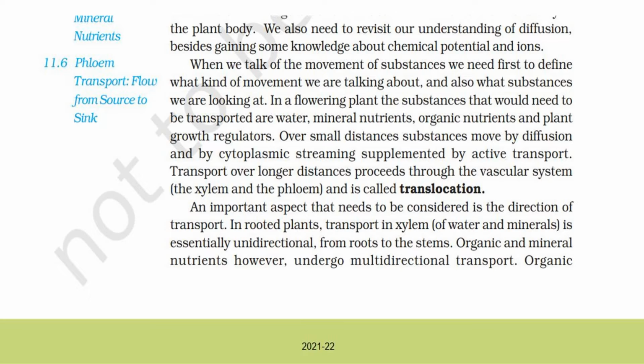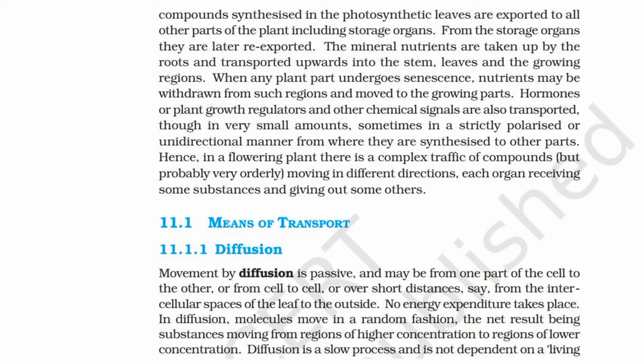An important aspect that needs to be considered is the direction of transport. In rooted plants, transport in xylem of water and minerals is essentially unidirectional, from roots to the stems. Organic and mineral nutrients, however, undergo multidirectional transport. Organic compounds synthesized in the photosynthetic leaves are exported to all other parts of the plant, including storage organs. From the storage organs they are later re-exported.